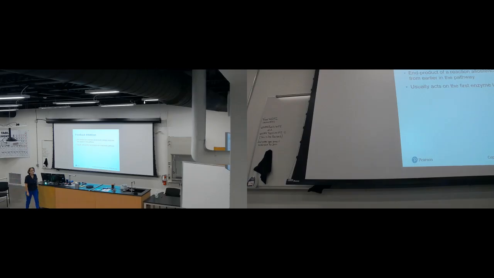Now we have a feedback inhibition in which once you form a product, the enzyme doesn't work anymore. Why? Because you already have whatever you wanted. So basically, the end product of a reaction allosterically inhibits the enzyme from an early pathway. And in a metabolic pathway, typically is the first enzyme. So these are like the key steps.